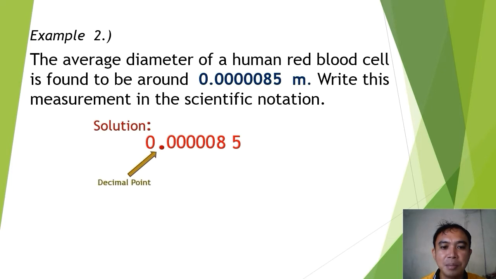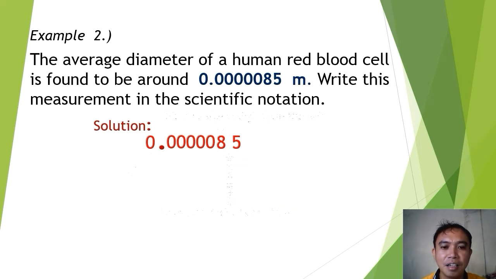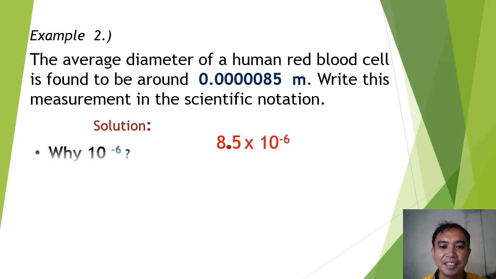0.000085. Locate the decimal point. Locate the first non-zero digit from the left. And locate where you are going to move your decimal point. So to the right of the first non-zero digit from the left. Okay, let us move our decimal point now. So let us count 1, 2, 3, 4, 5, and 6. Next, drop the non-significant digits. Then you multiply it by 10 to the power of n.